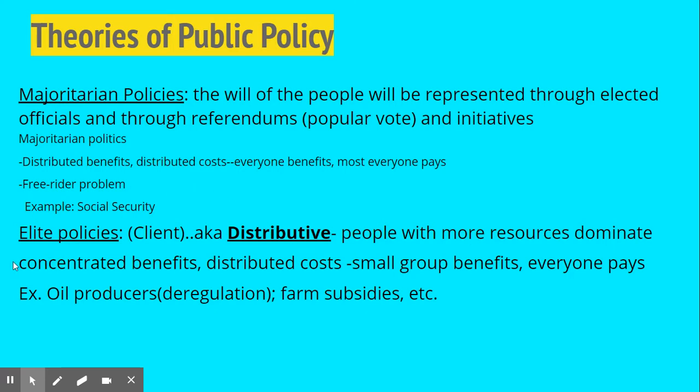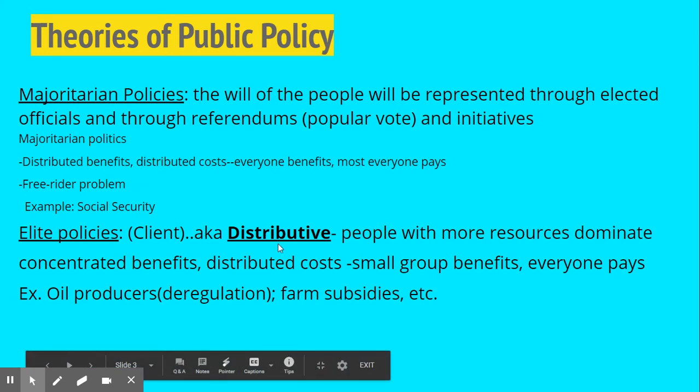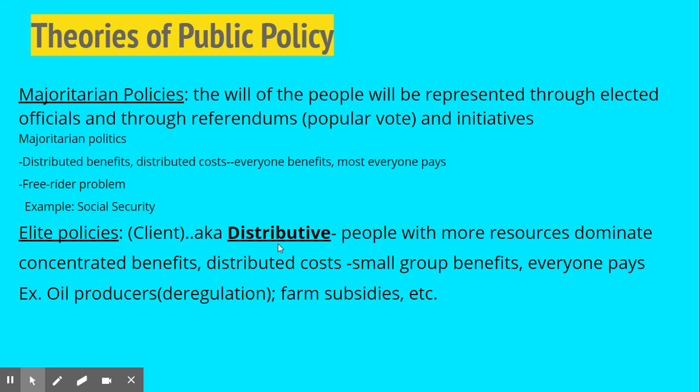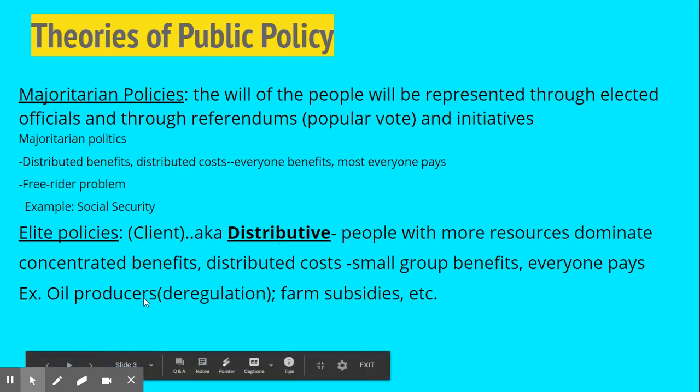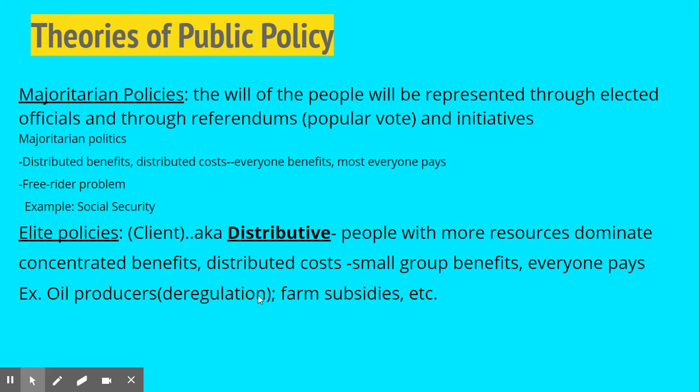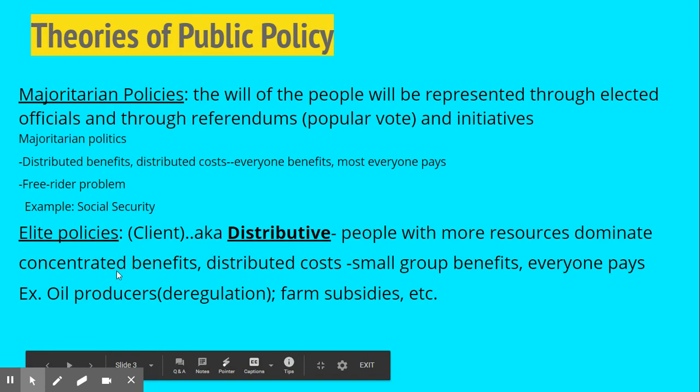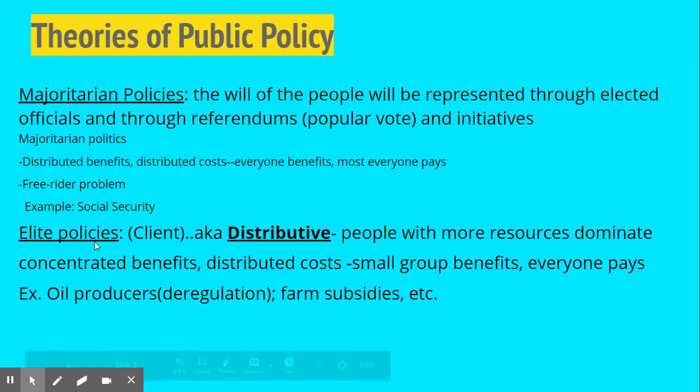Okay, the elite policies, this would be what we would call distributive. All right, so the people with more resources dominate. Remember, there are concentrated benefits and distributed costs in this aspect. And so if we look at oil producers, farm subsidies, things like that, we have a small group of people benefiting, but everyone is paying for it. Okay, so we could also call this special interest, right? So it's a small elite group of people making these decisions and these policies when everyone is paying for them.